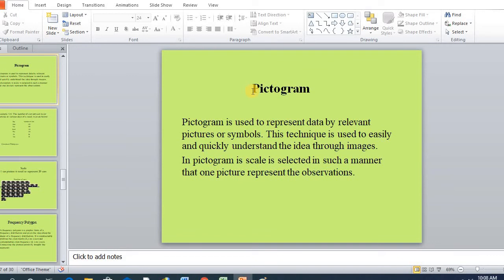Next is our pictogram. A pictogram is used to represent the data by relevant pictures or symbols. This technique is used to easily and quickly understand the idea through images. In a pictogram, a scale is selected in such a manner that one picture represents a number of observations. For example, one picture represents 10 observations, or one picture represents 100 observations. It depends on the scale chosen by the researcher.